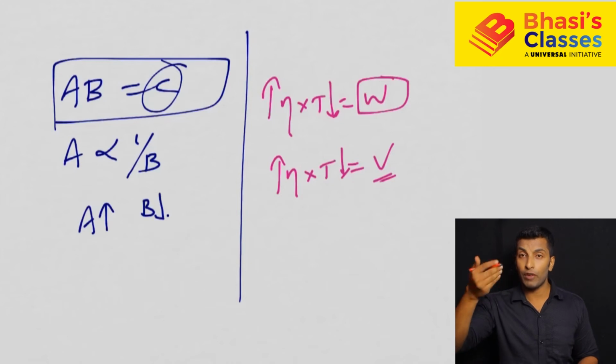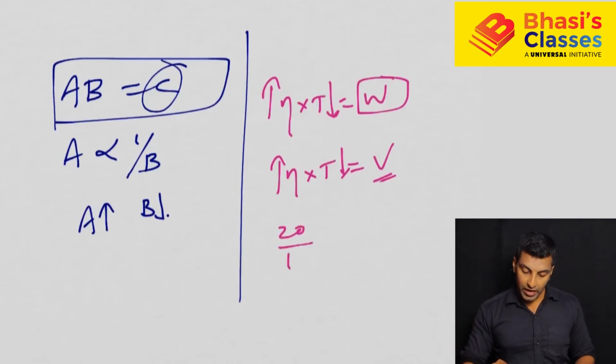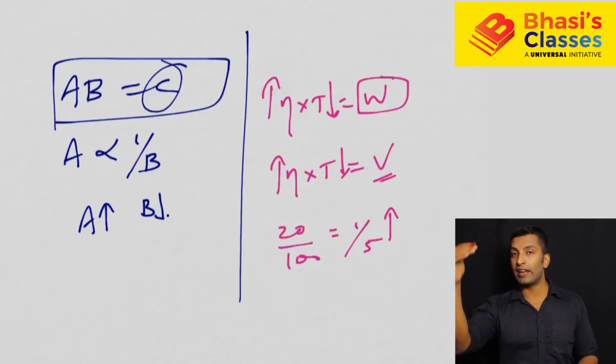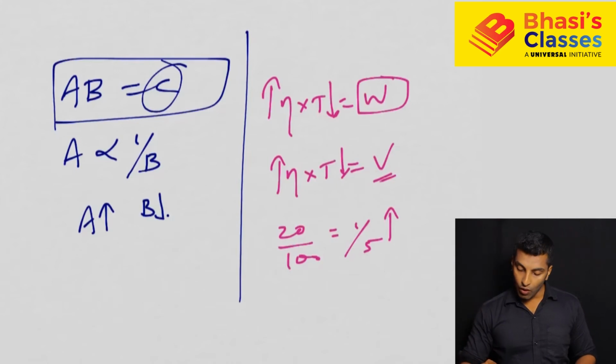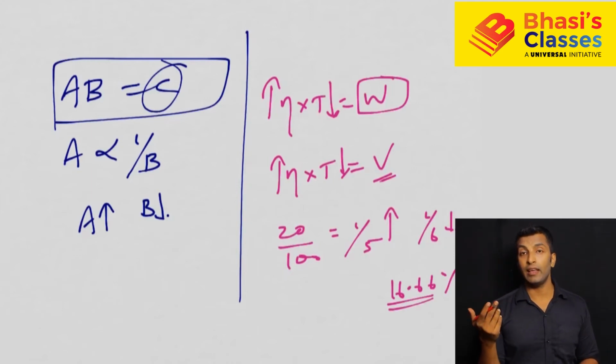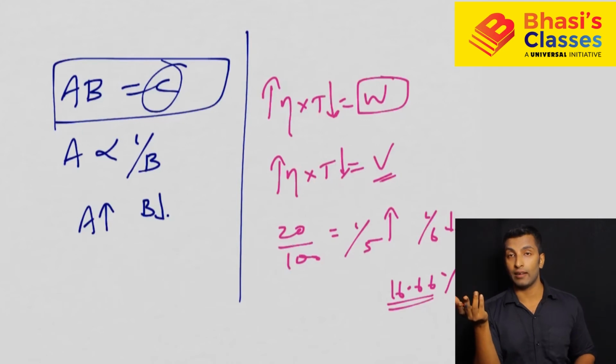So 20% more efficient means you will write it as 20 by 100. That's nothing but 1 by 5. So 1 by 5 increase in efficiency will result into some reduction in time taken. How much reduction? 1 by 6 reduction in time taken. What is 1 by 6? That is 16.66% reduction in time taken. So if they are telling that initially they are taking 50 minutes to fill the tank, now you will take 16.6% less. That means 41.66. That's the way.